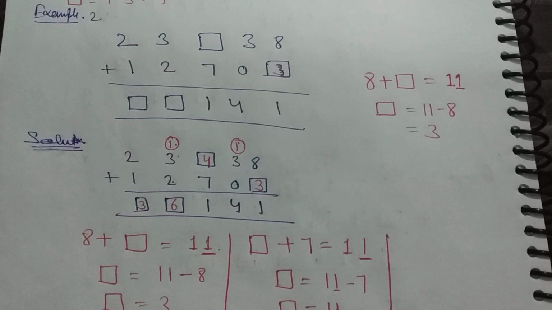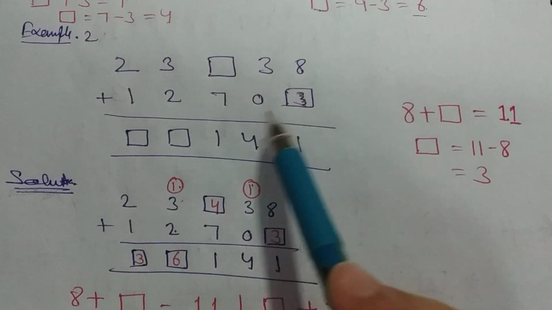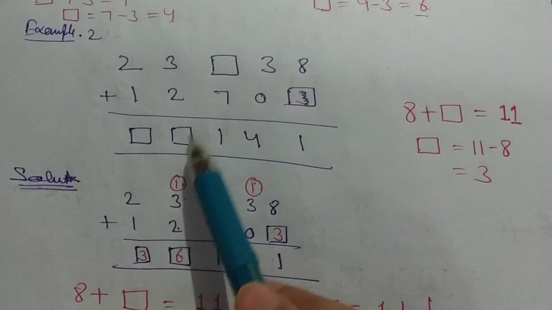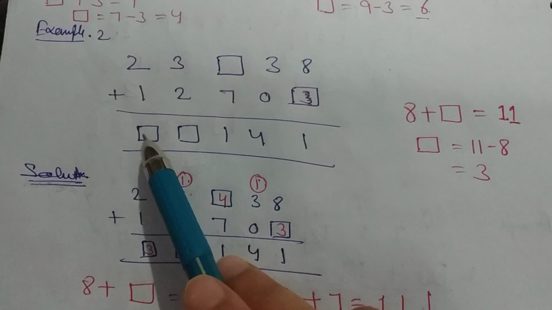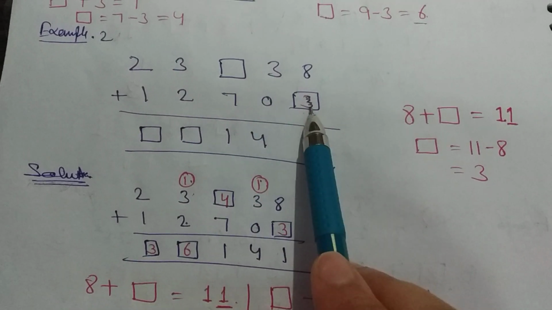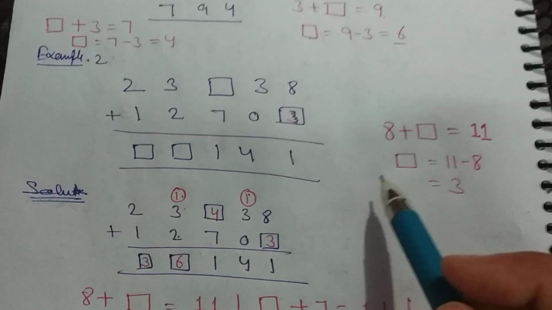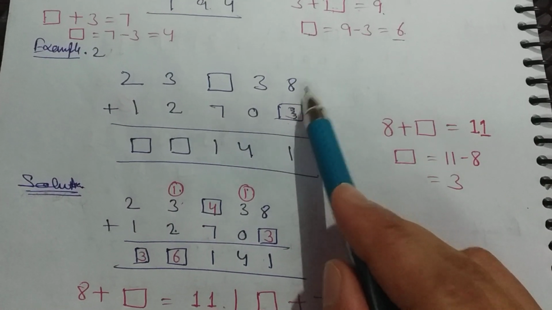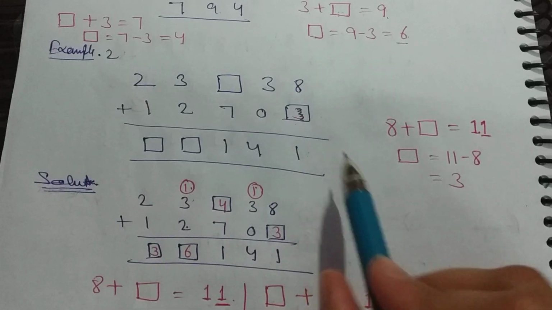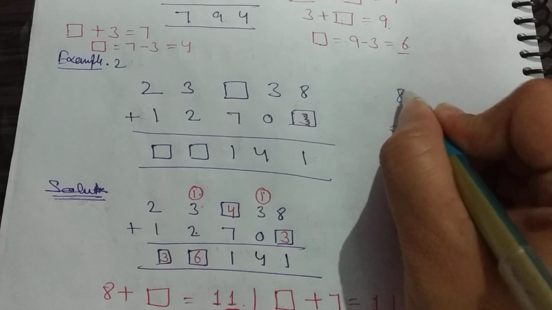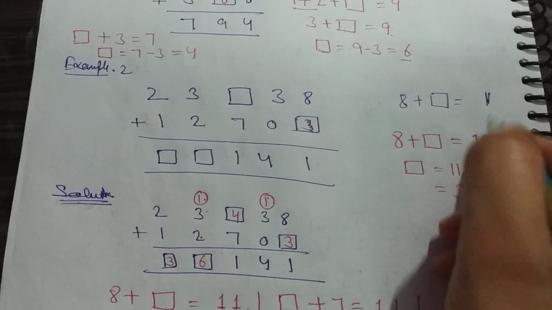See another example whose statement is this. Here 1, 2, 3 and 4 vacant places are present. There are 4 missing places. We have to fill these spaces. So we start with the ones place value, where addend 1 is 8, addend 2 is missing, and the sum is 1. So I write here 8 plus missing digit is equal to 1.